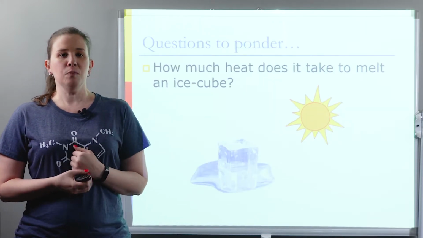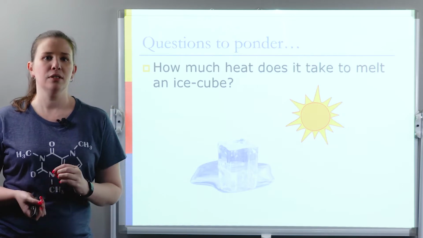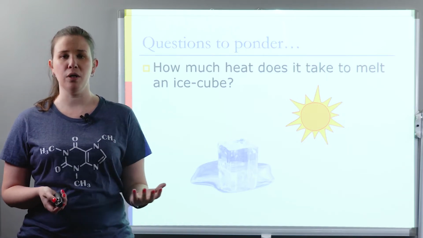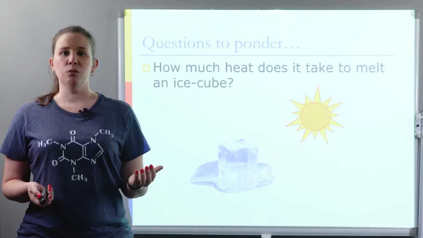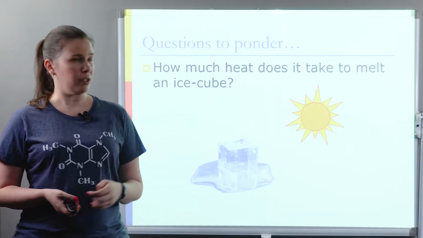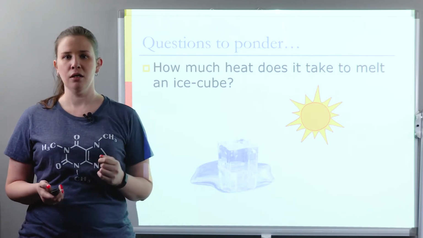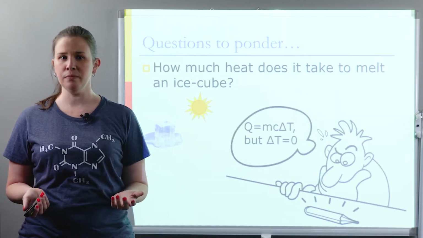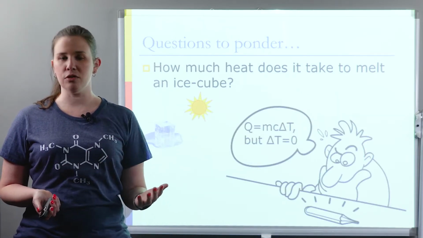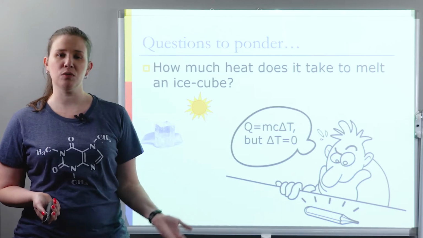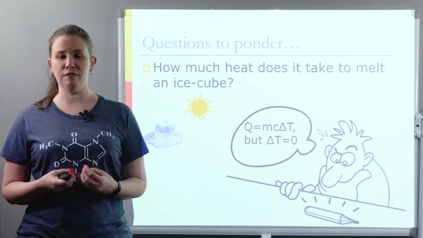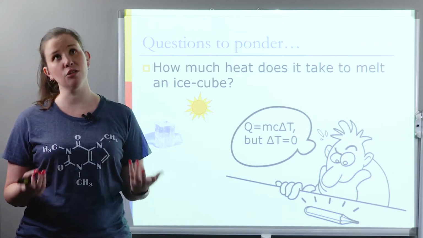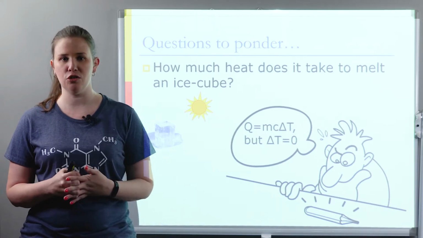So let's look at a specific example. Say we want to melt an ice cube. How much heat would it take to melt that ice cube? Well, we learned a formula for calculating the amount of heat, right? Q equals mc delta T. Well, that might be good for some situations. It doesn't really help us with a phase change because we know that the temperature does not change during a phase change.